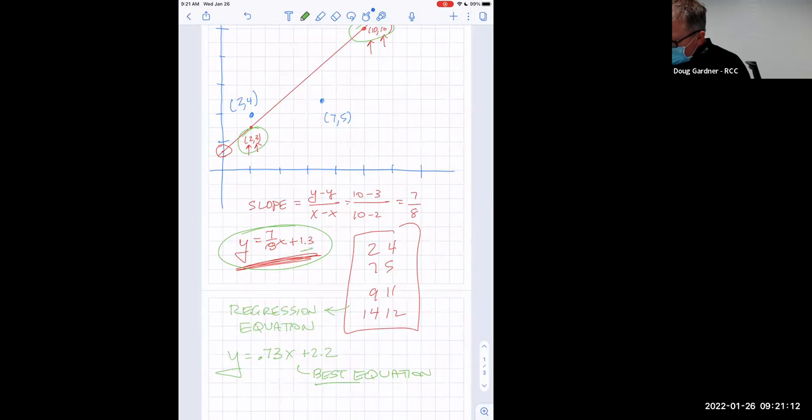I thought we looked over there and said it looks like it crossed at 1.3, and this is saying no, it actually crosses at 2.2. How come it's like that?